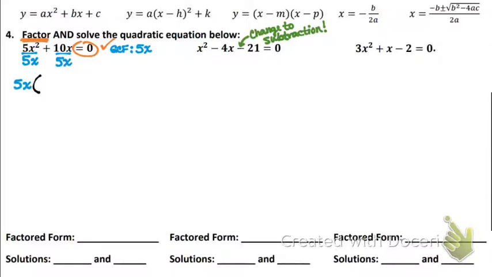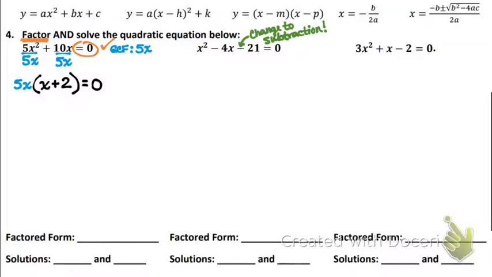What would I have left over if I take a 5x out? X plus, not 2x, just 2. Here's how I know. If you do 5x times x, what do you get? 5x squared. If you do 5x times 2, what do you get? 10x. That's what I had to start with.